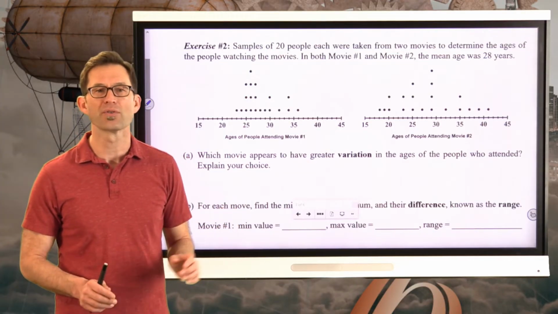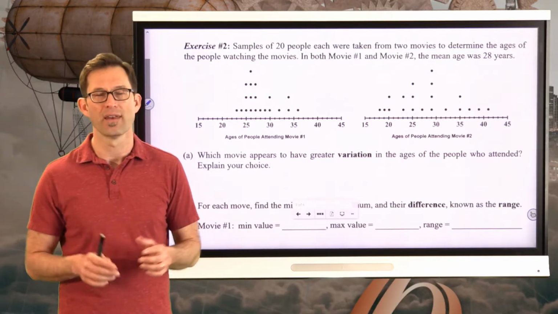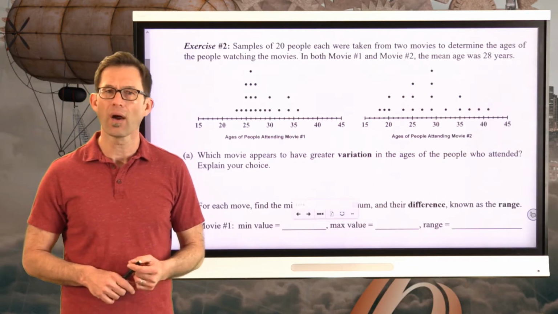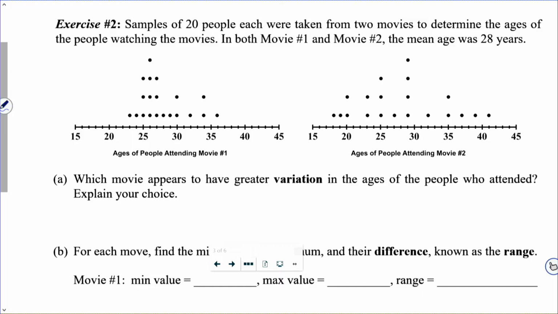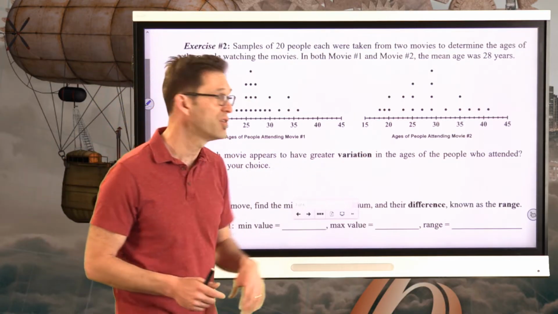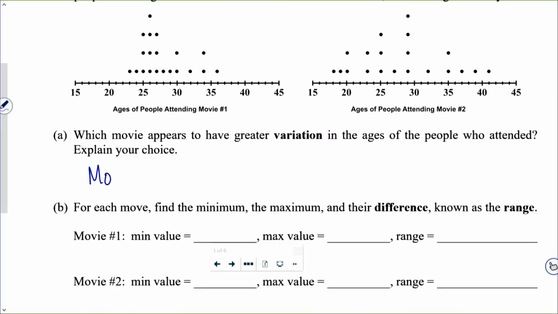Which one of them appears to have more variation in the ages of the people who attended? Pause the video now, write down which one you think it was, and how you determined that by looking at the 2 dot plots. Well, I'm hoping you said movie 2. Let me bring this up just a little bit. Now, how you would explain that is a little bit up to you, right?